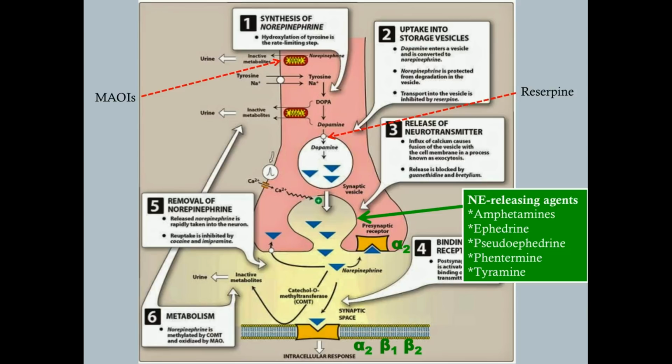And then some of the norepinephrine releasing agents, which allow these vesicles to dock and spill their contents out into the synaptic space. This includes things like amphetamine, ephedrine, Sudafed, phentermine, and tyramine, which is actually found in fermented foods.